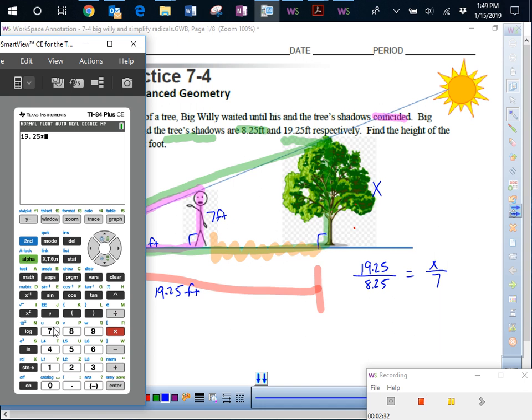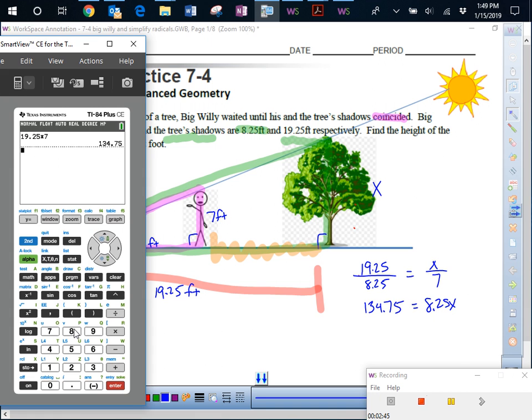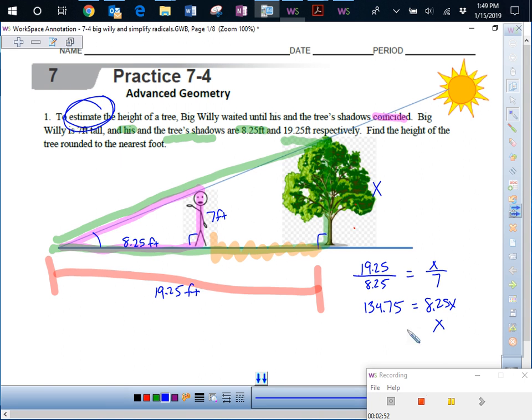19.25 times 7, boom, 134.75, and that'll equal 8.25x. And to solve for x, we just divide by 8.25. So divided by 8.25, and that actually comes out nice and exact, 16 1/3.